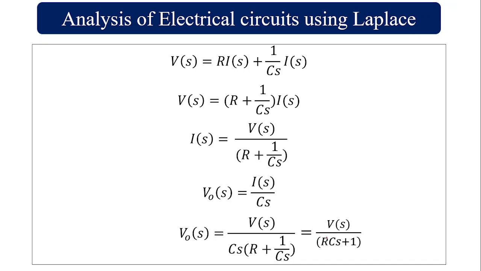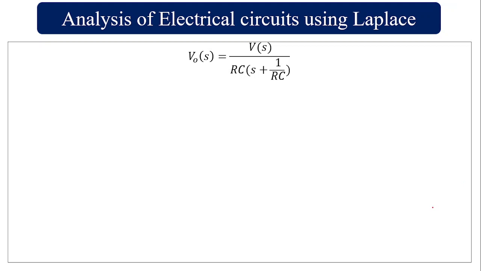For V0(s), I'm multiplying Cs throughout. I get RCs + 1, where the Cs terms cancel and it becomes 1. Normally in the S domain, the first term of the denominator should be s, so I'll take RC commonly out. Taking RC out, I get s + 1/RC. In all Laplace transforms, the first term of the denominator should be s. So now V0(s) is equal to V(s) divided by RC into (s + 1/RC).